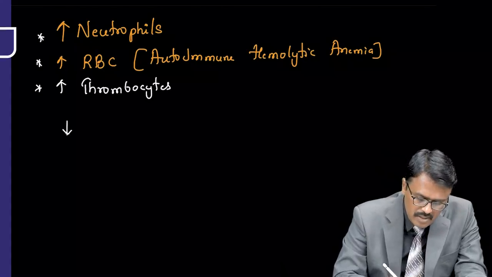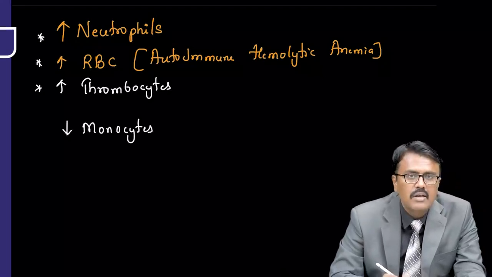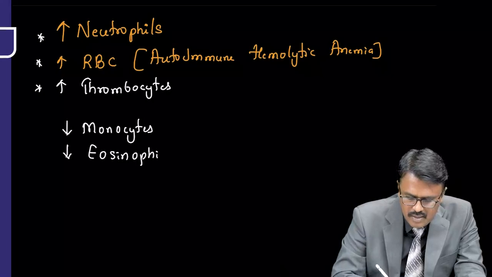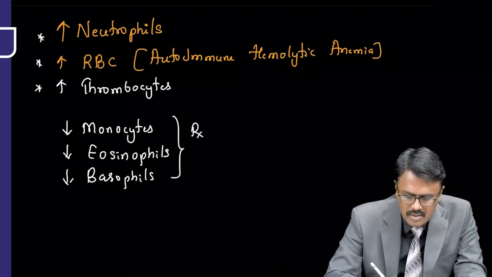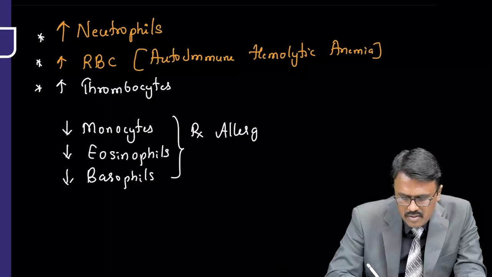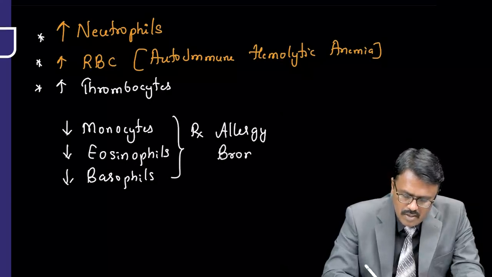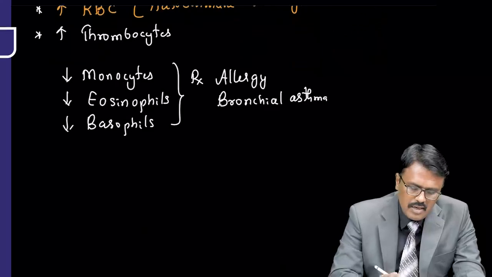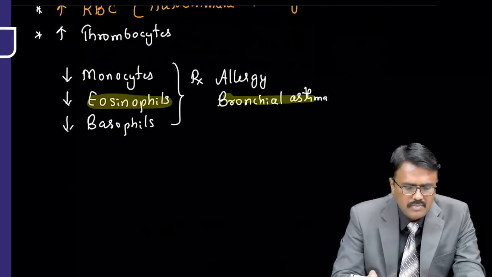But what do they decrease? Apart from that, they decrease the monocytes. They decrease the eosinophils. And they are known to decrease the basophils. That's the reason they can be used in the treatment of allergic conditions. Steroids are used in allergic conditions. A syndrome called Loeffler syndrome also uses it. And also bronchial asthma, because in asthma patients the eosinophil activity is also high, so it can suppress that.